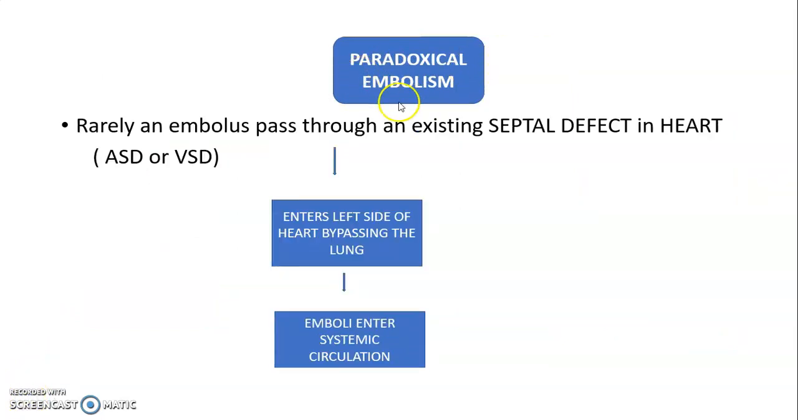Another is paradoxical embolism. Rarely an embolus passes through an existing septal defect in the heart, ASD or VSD, atrial septal defect or ventricular septal defect. So the embolus enters the left side of the heart, bypassing the lung. Then emboli enter the systemic circulation. So it is paradoxical embolism.